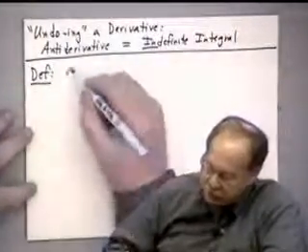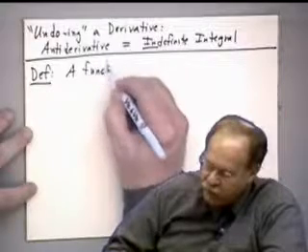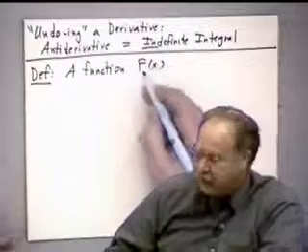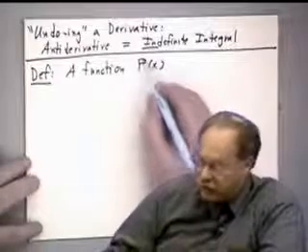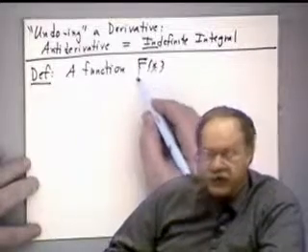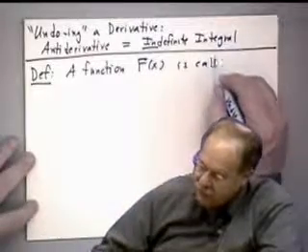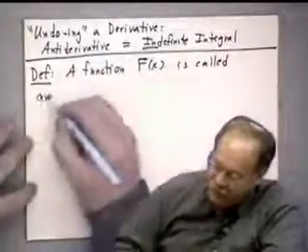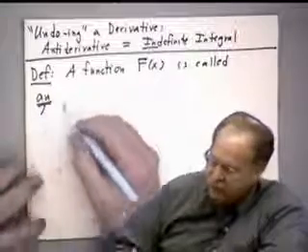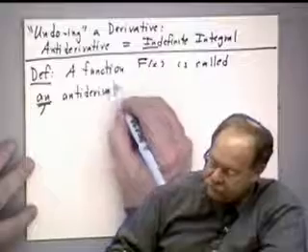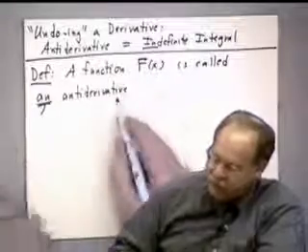So definition: a function which we will temporarily call large F of x. And this is not a particularly good notation. It's not very informative, but we'll use this large F of x for right now. This function is called, and that's an important word here, an antiderivative. I'll get back to why "an" is important.